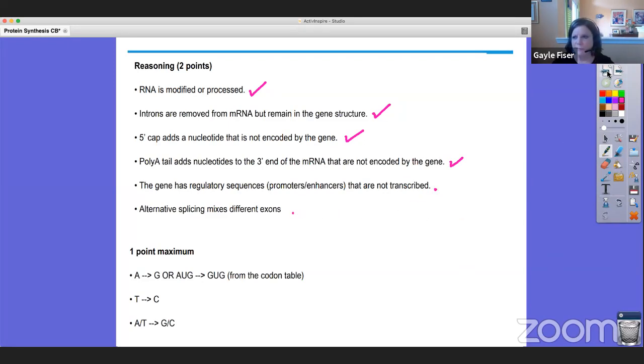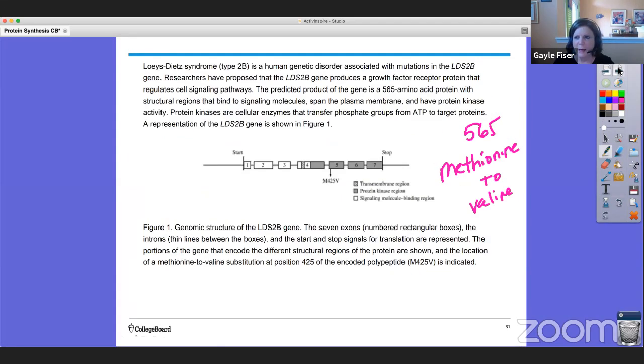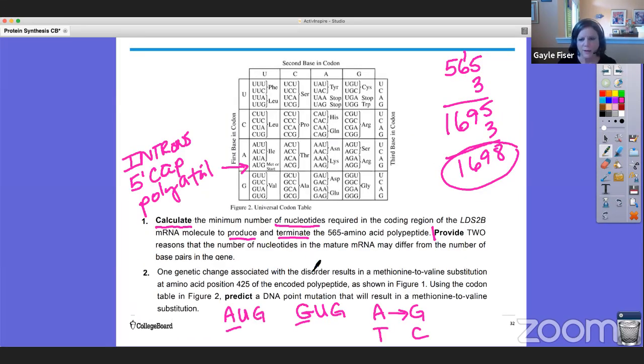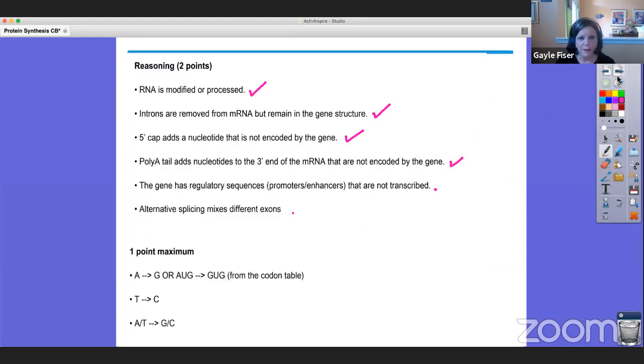But what I wanted to make a point to say to you is this work that I do with you here, this is my planning work. So if I plan before I start writing, and then I put it into full sentences that are complete thoughts, okay, that bring all the pieces together. Like when we said that it has a 5' cap. Here is 5' cap adds a nucleotide that is not encoded by the gene. You should say more than just 5' cap, okay, because that would be more like an identify answer.